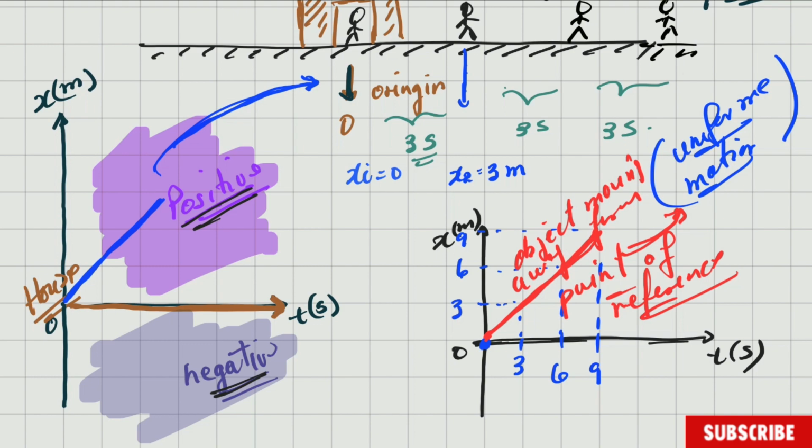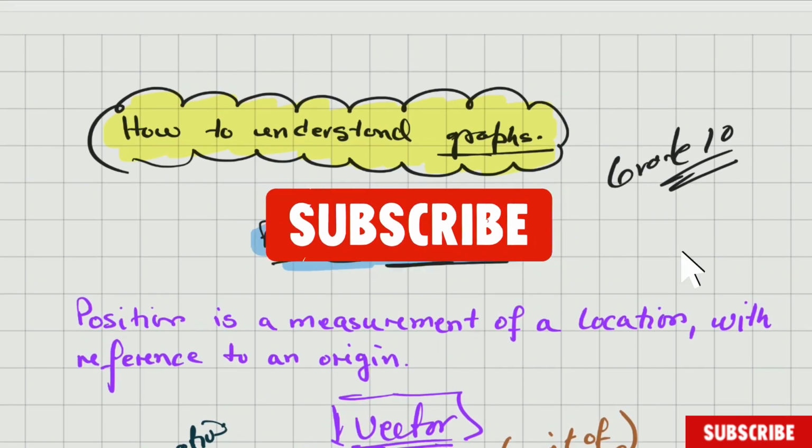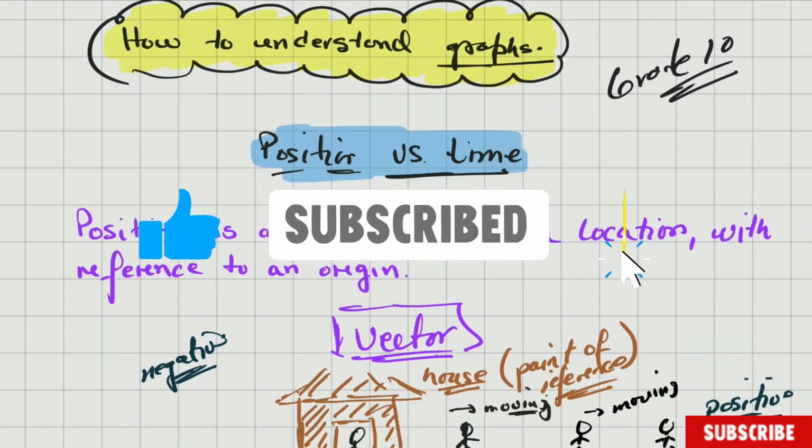This is a graph of position versus time. Next time we're going to speak about the graph of velocity versus time. I hope this is clear.